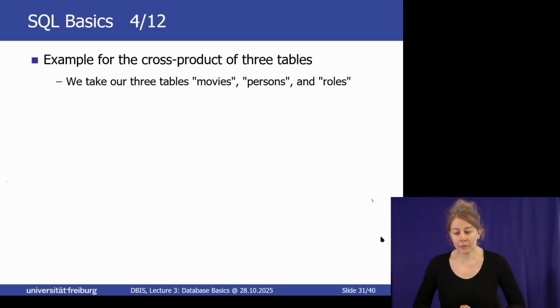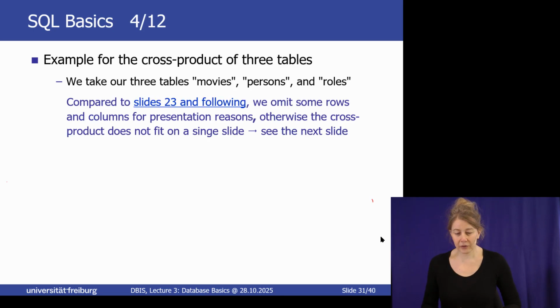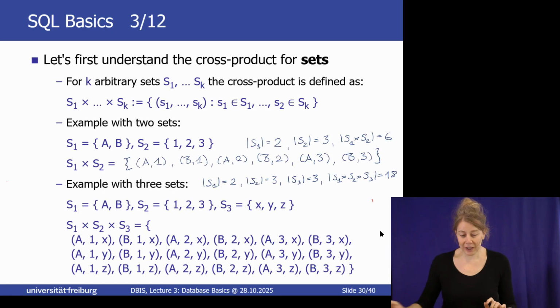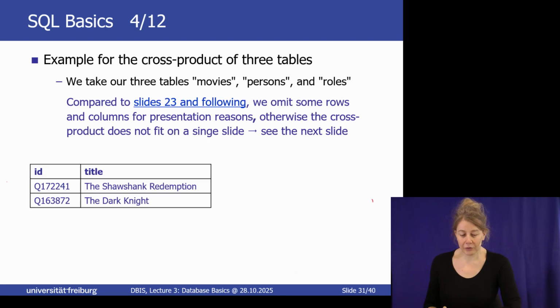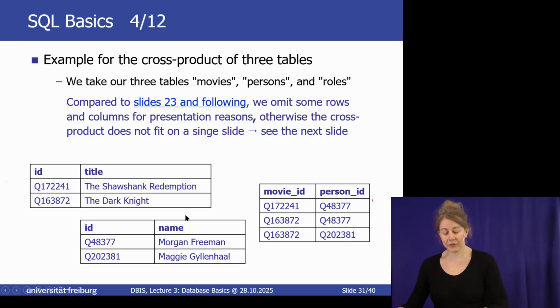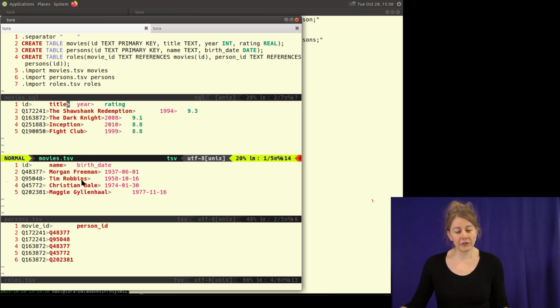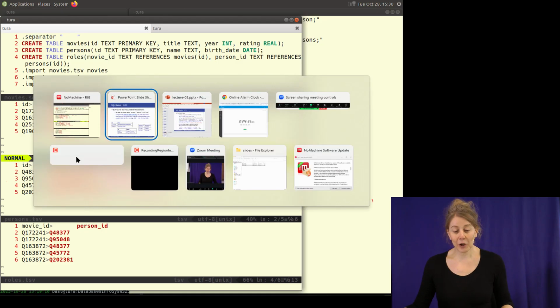So what does it mean for our three tables? And here I leave movies, persons, and roles. So the cross product by the multiplication becomes pretty big pretty quickly, right? This is just really small sets, and the cross product is already size 18. So let's not do it with the full tables, but let's just do it with these simple tables. These are just these tables, but I'm just removing some stuff. I'm just making them even shorter, so then I can show you the cross product on one slide.